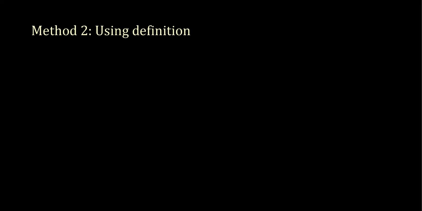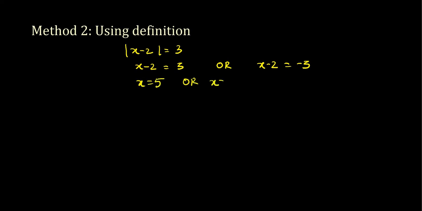Second method is using the definition. Definition means that we have already discussed just now, which is using the distance concept. So if it is written mod of x minus 2 is equal to 3, that means if I'm moving towards right, I will take this as plus 3, or if I'm moving towards left, I will take this as minus 3. So here I will get x as plus 5 or x as minus 1.